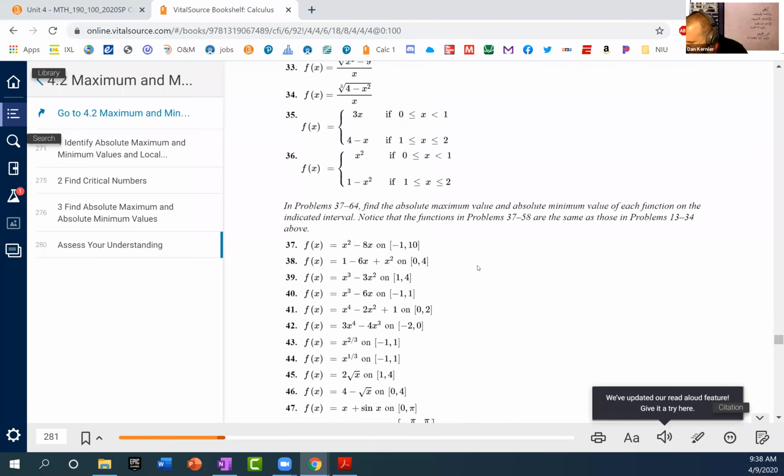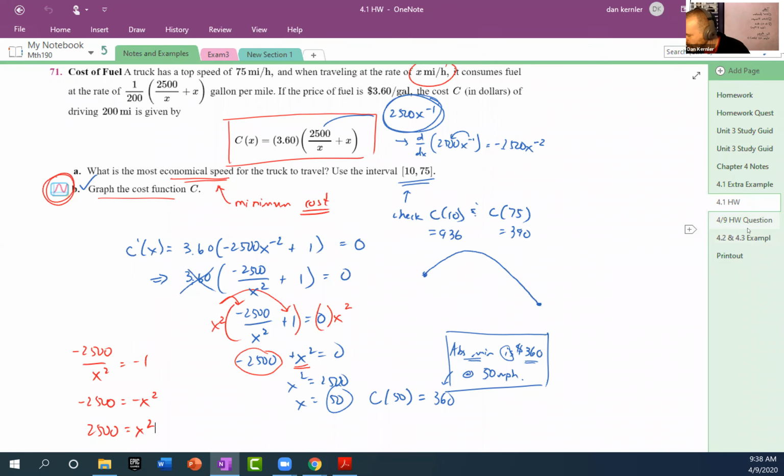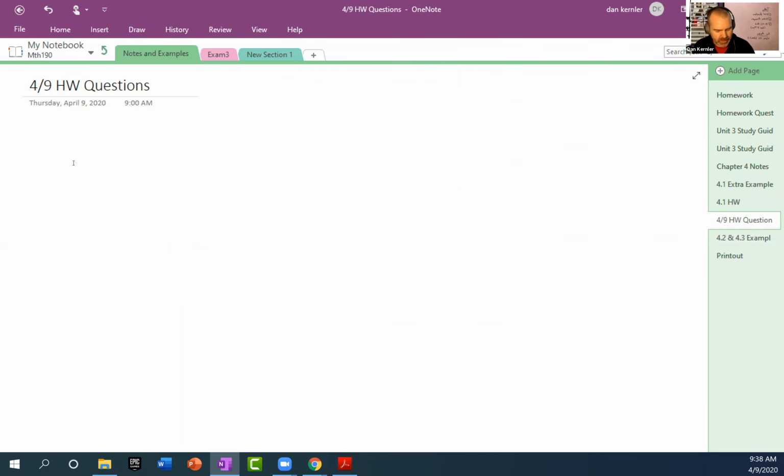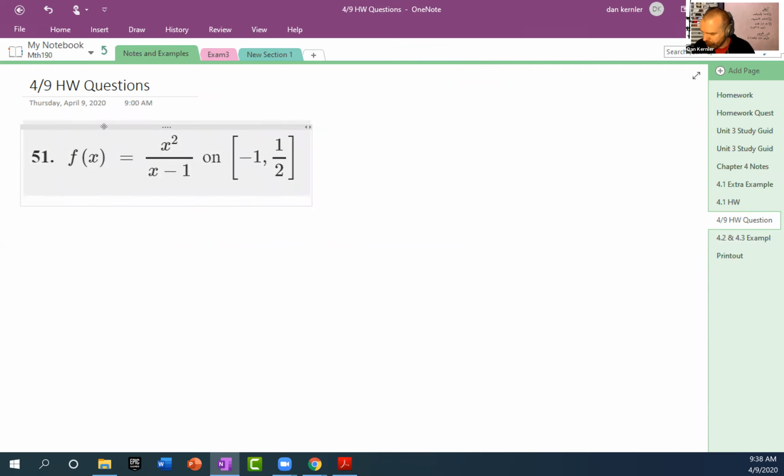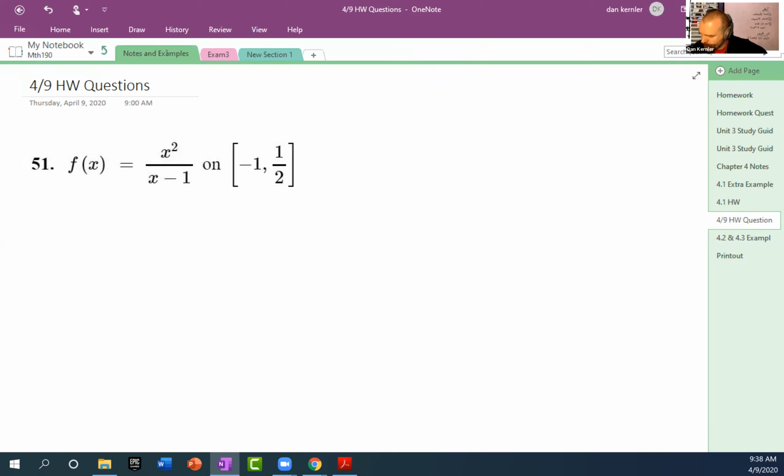And the directions here, we're trying to find the absolute maximum value and absolute minimum value. Okay, so 4.2 homework questions, trying to be more organized here. So let's take a look. X squared over x minus 1 on the interval -1 to 1/2. Okay, so first of all, one thing you can do is check the left endpoint and see what that function value is. Well, we're going to need that.